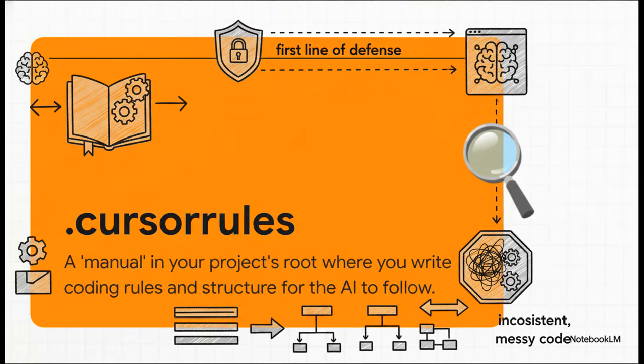Well, your first line of defense is a feature that's built right into Cursor itself, a file called .cursor rules. The best way to think about it is like an instruction manual that you give to the AI. You can lay out your project's coding style, its structure, and all your best practices, and the AI will actually follow them. This is how you prevent it from creating the kind of inconsistent code the study found.